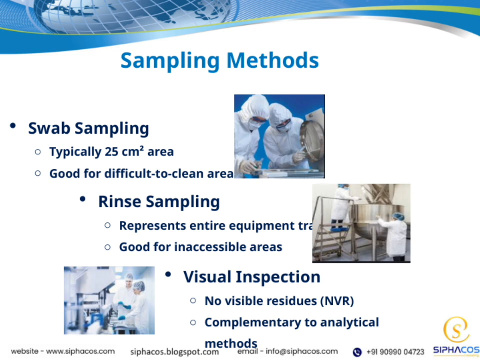Then we have swab sampling. Here, we're typically swabbing a specific area of about 25 square centimeters. This method is especially helpful for targeting difficult-to-clean areas or spots where residues are more likely to hide. It allows us to focus on critical zones that need closer inspection. Overall, understanding these sampling methods and how they complement each other is key to maintaining high standards of cleanliness and ensuring product safety throughout the process.